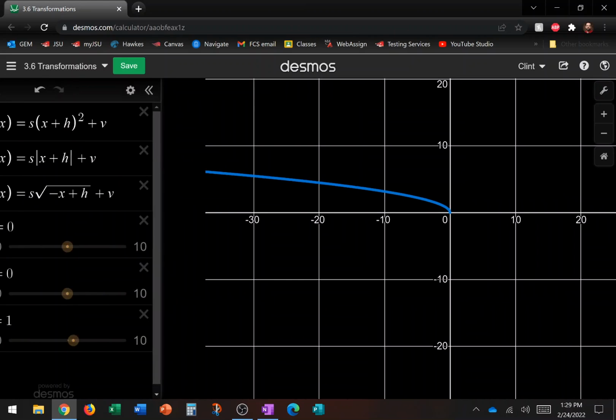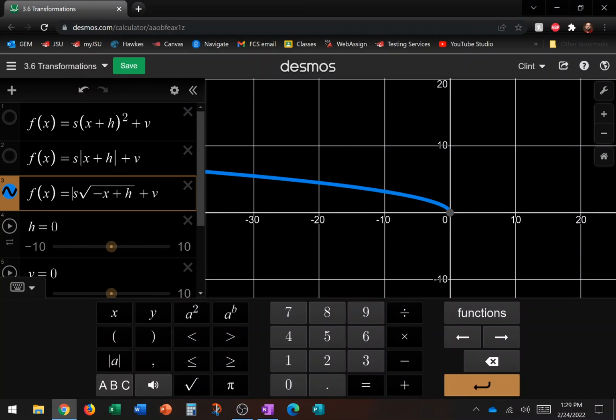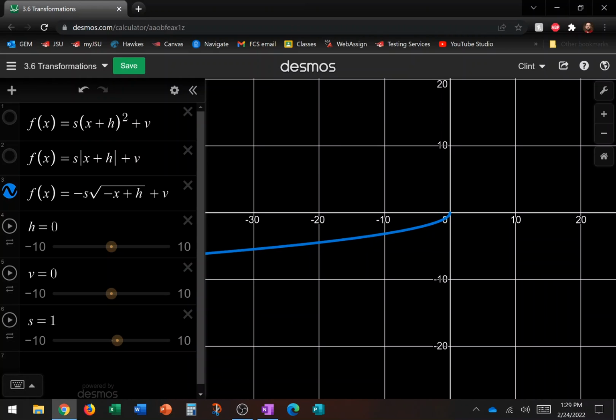And we could do both, right? We could do both. So if we do both, we get that picture. Now it's been flipped to the left, and then it's been flipped down. Questions on any of those? No.